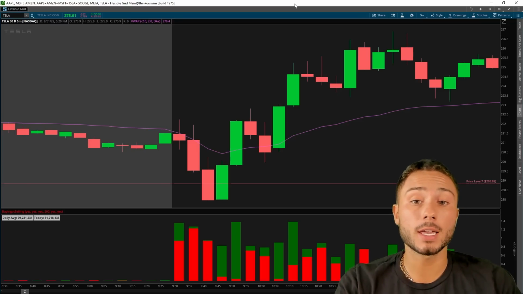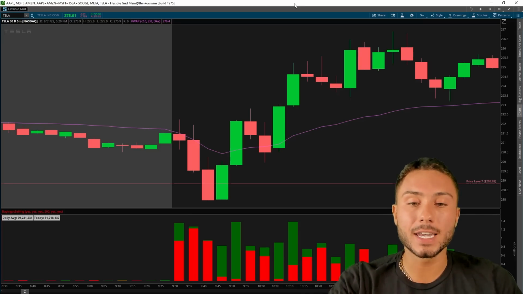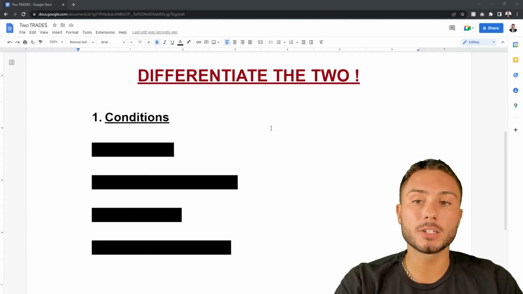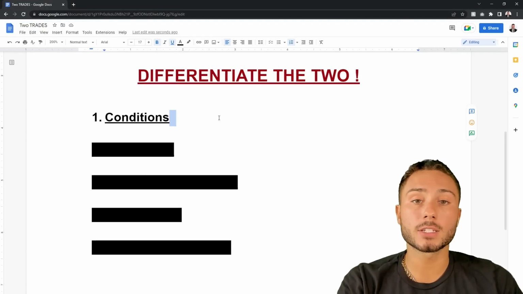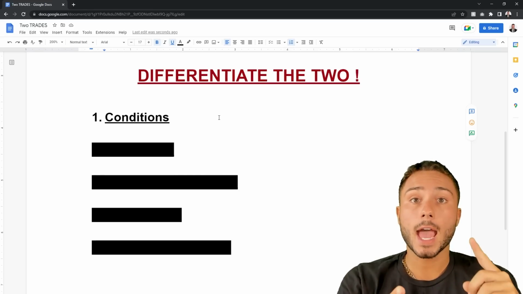If you go into the market not knowing the setup you're looking to enter, then you're going to struggle, because you are not reacting and adjusting the trade according to what the market's giving you. So how do we differentiate the two? The most important thing to understand the difference is market conditions. You must understand market context and market conditions.